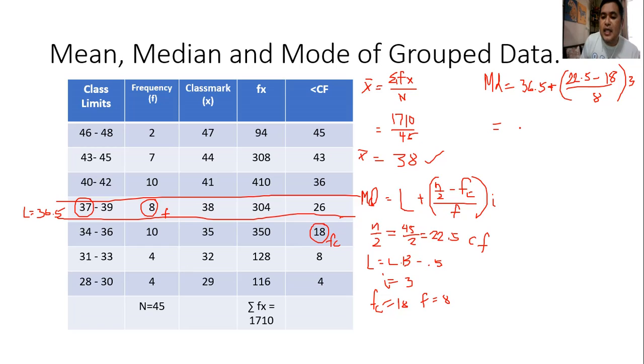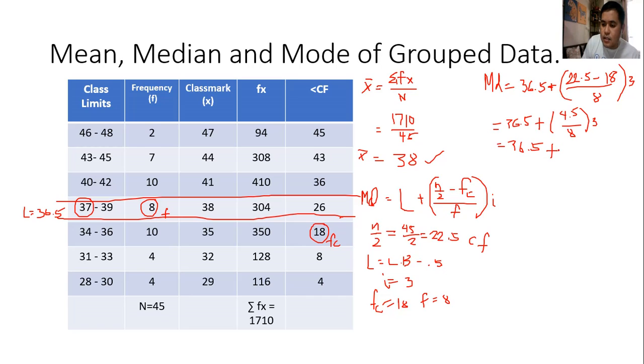So applying now the PEMDAS rule, we have to simplify first the quantity inside the parentheses. So we have 36.5 plus, so we know that 22.5 minus 18 is equal to 4.5 if I'm not mistaken. So this is 4.5 divided by 8, okay, times 3. So let us simplify this.